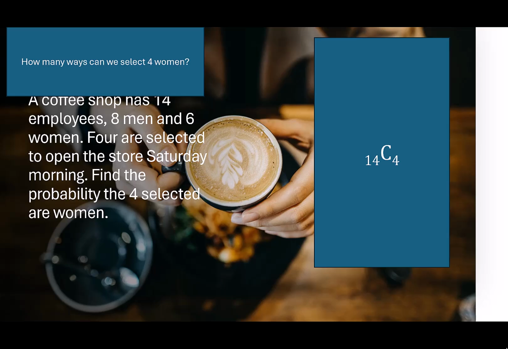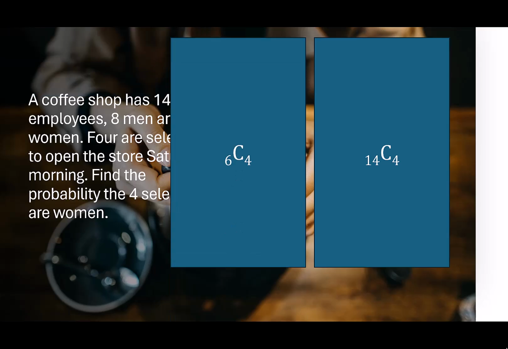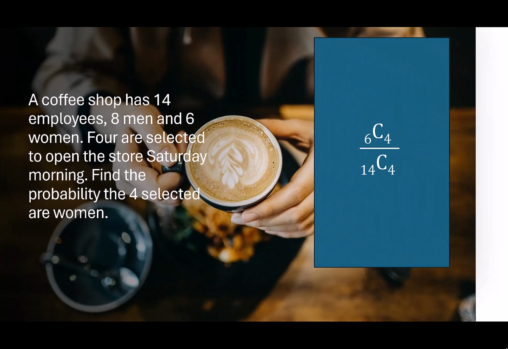Next, we need to determine how many ways we can select 4 women. Because we had a total of 6 women and we're selecting 4, we're going to find the combination of 6 choose 4. The numerator will be the number of ways to select 4 women. The denominator will be the number of ways to select 4 employees. Now we're ready to use technology to find our solution.